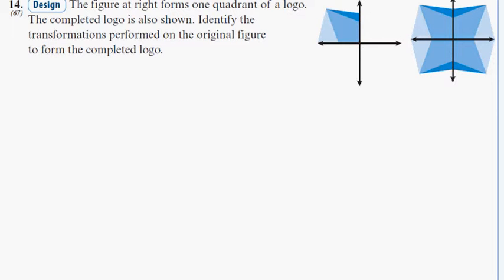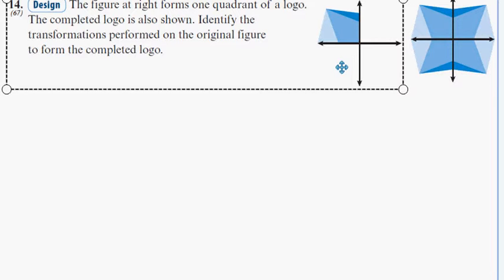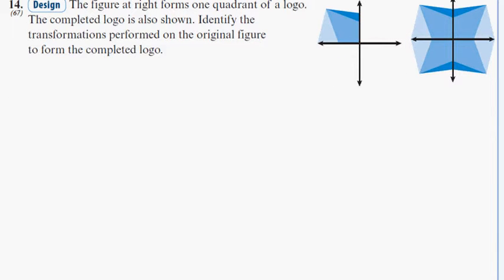Okay, number 14 is asking us to identify the transformations that are performed on this original logo right here to help us to form the completed logo, which is right here. All right, so what I want you to notice is that this light blue triangle here is way on the outside, okay? So if this distance from this axis over to here is 2 feet, then this distance from here over to here is also 2 feet. That implies a reflection, okay? So essentially what we're doing is we're reflecting it across this axis, all right?